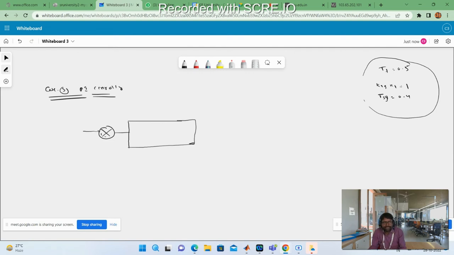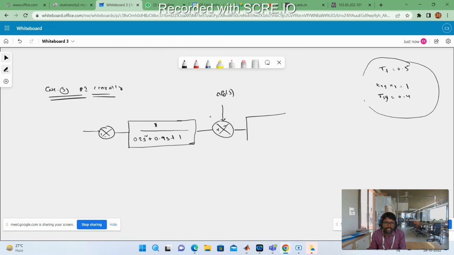KG KT equal to 1 divided by 1 plus 0.4 s, into 0.2 s square plus 0.9 s plus 1, and here we have plus and minus delta PD of x, that is the change in load demand.